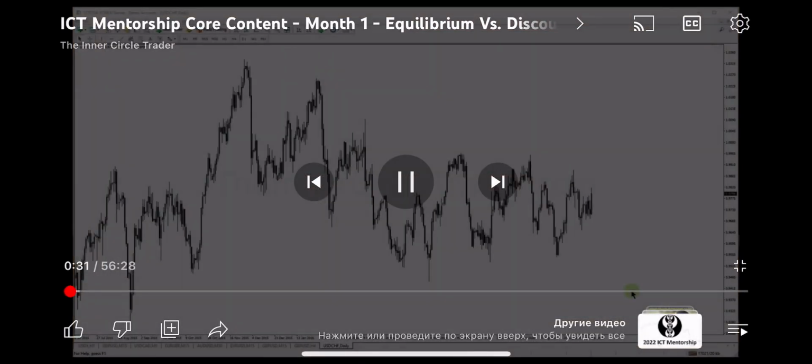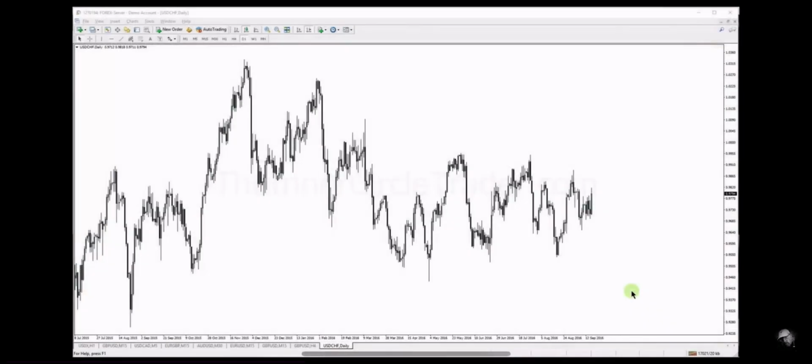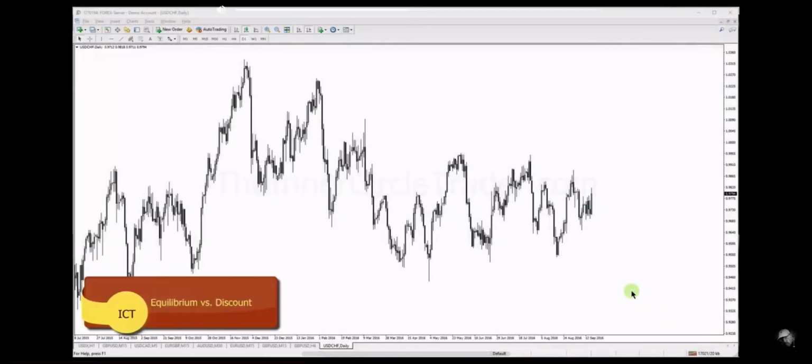Welcome back, folks. This is the fourth of 8 installments for the first month of the ICT mentorship. We are covering equilibrium versus discount.